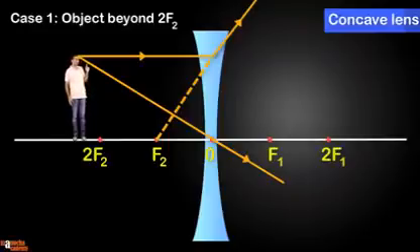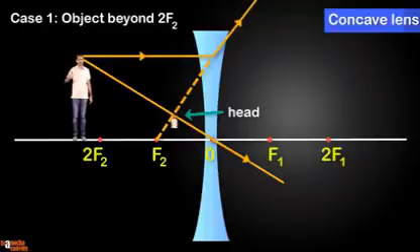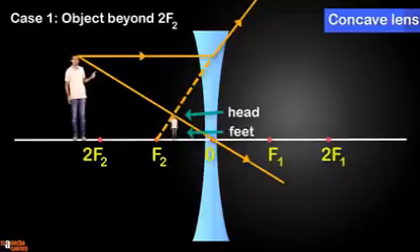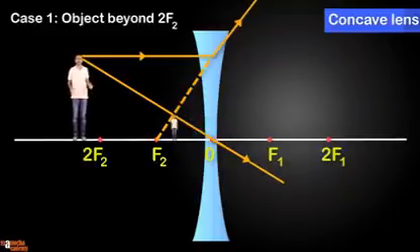Now, where do these 2 refracted rays meet? Since they are divergent rays, we need to produce them backwards. And the point where they meet is the image of my head, because we took the rays from the top of the object. So where are the feet of my image? We don't need to draw rays for that. You simply extend the image, that is the top of the image, to the principal axis and you get the bottom of the image. So as you can see, the image is formed between me, the object, and the concave lens.